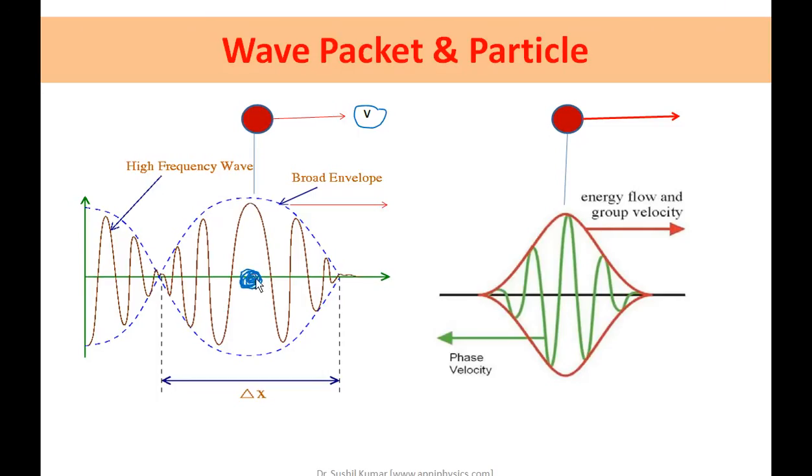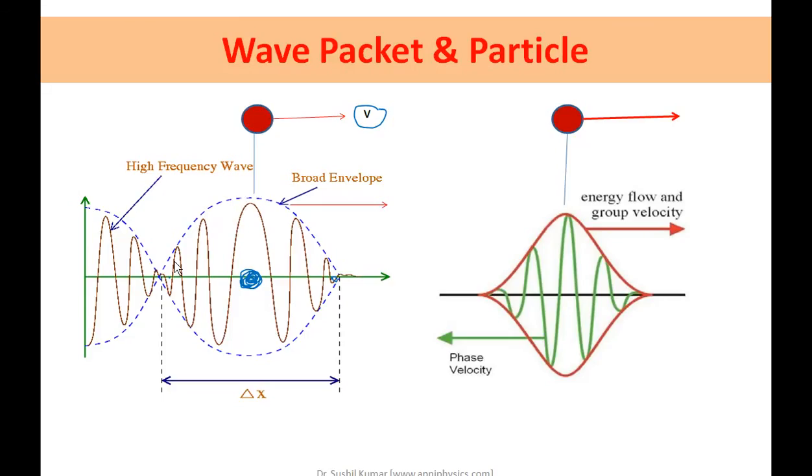It means the particle is at the center. There is a very small probability at this end and at this end. So the probability to find the particle is at the center, and the speed of this particle is almost equal to the speed of this wave packet. So this is the idea of the wave packet and the particle, and the dual nature of the particle. Here you can see this is the particle nature and this one is the wave nature. The wave packet is the result of a large number of waves.